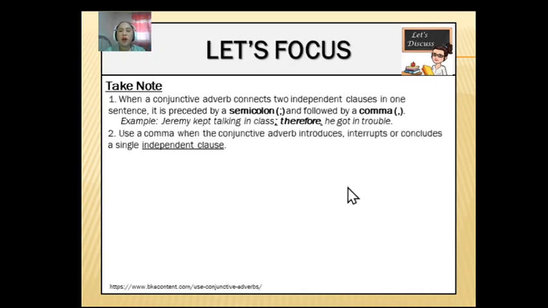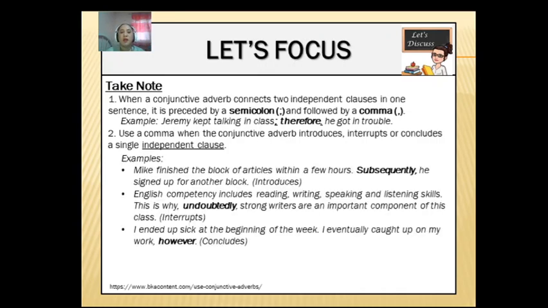Another thing that we need to remember when using conjunctive adverb is to use a comma when the conjunctive adverb introduces, interrupts, or concludes a single independent clause. Examples, Mike finished the block of articles within a few hours. Subsequently, he signed up for another block. Here, the conjunctive adverb subsequently is at the beginning of the sentence. That's why we have to use a comma after the word subsequently.